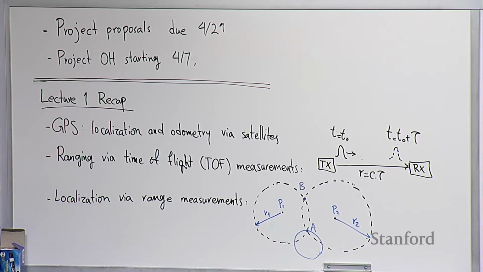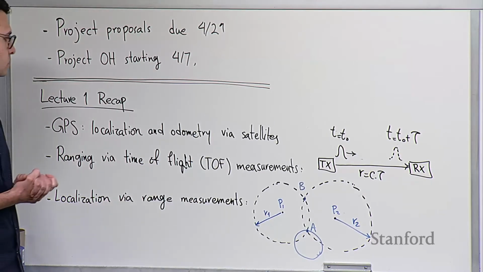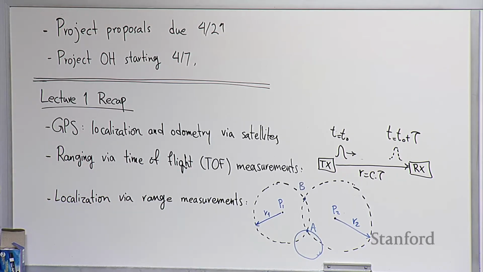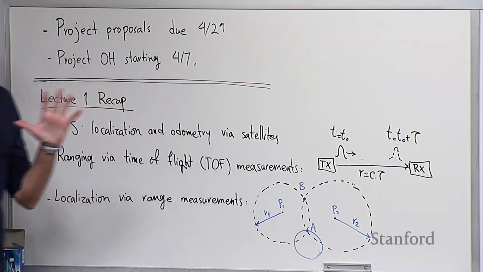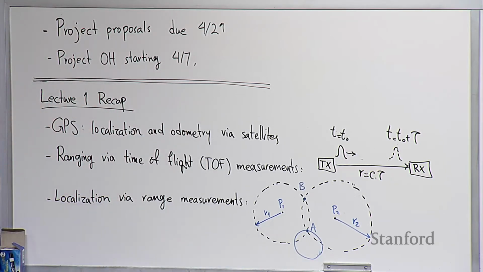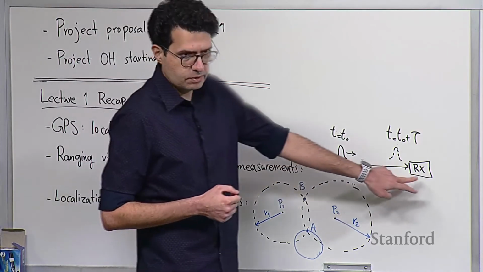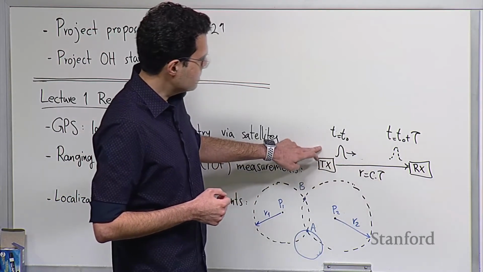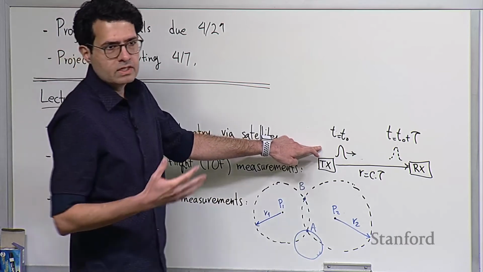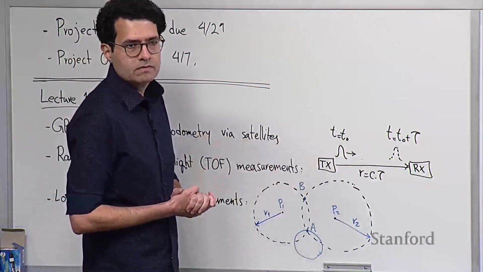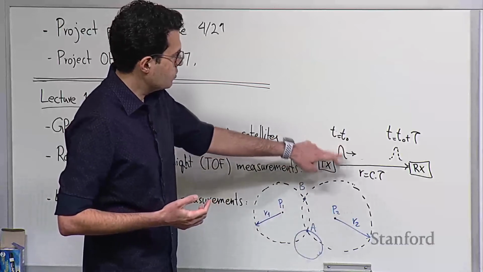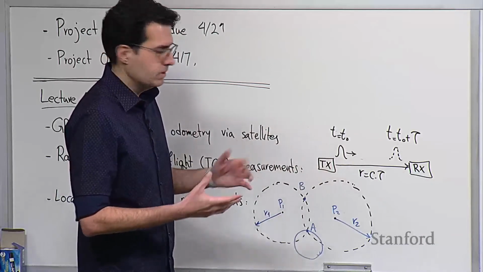And how does it work at a very high level? At the core of it is this concept of ranging using time of flight measurements, which is a very simple concept. And it's not only GPS. This is a very, very general concept, and you will see throughout the class that many other sensors we talk about also use this idea of ranging via time of flight at their core. Basically, you have a transmitter and a receiver, okay? And the transmitter sends some signal. In the case of GPS, it's an electromagnetic wave. Here I'm showing it as a pulse, but it can be a continuous signal. There are very different ways of doing it.